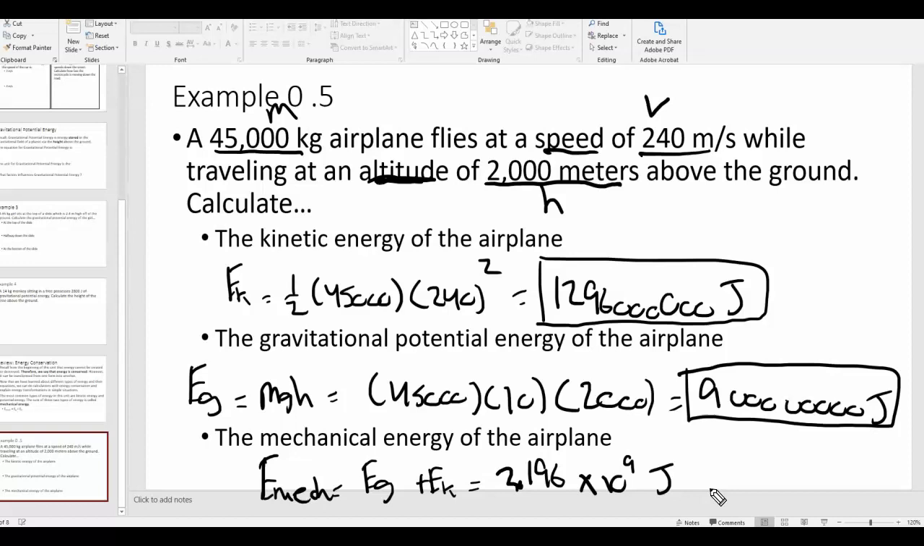All right, so you should now be able to calculate kinetic energy, gravitational potential energy, and mechanical energy. Okay, and in the next video, we will do more complicated examples and calculations with these same concepts and these equations.